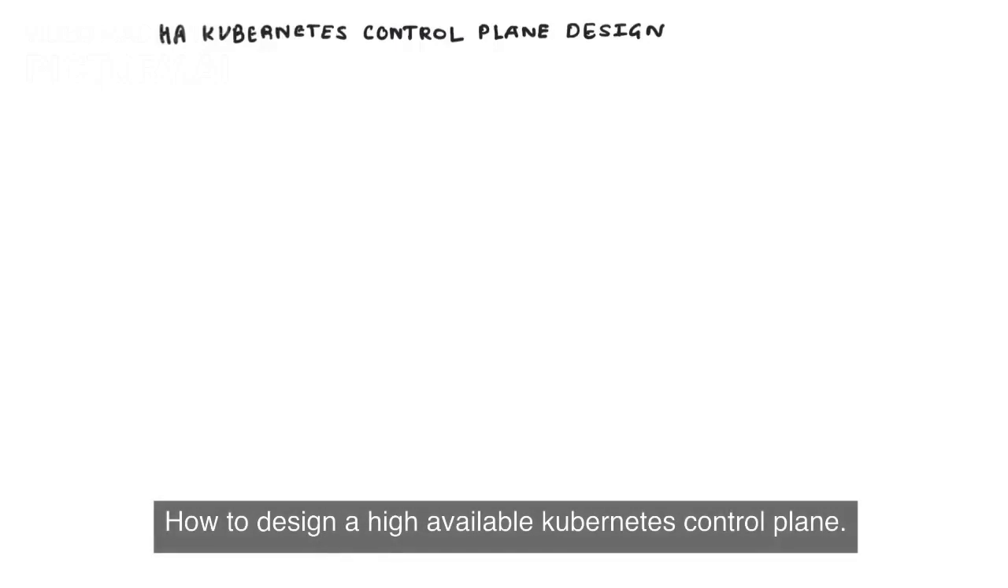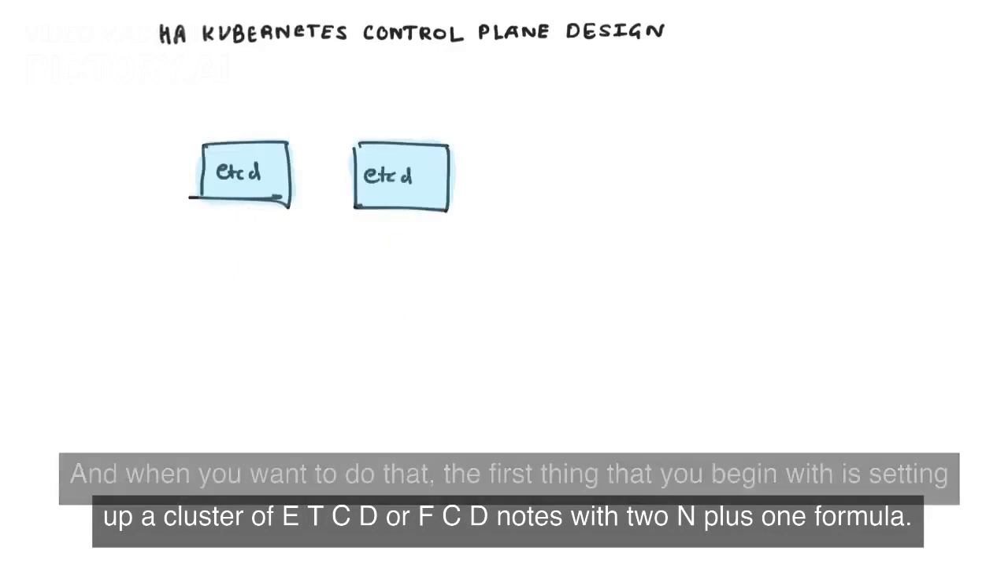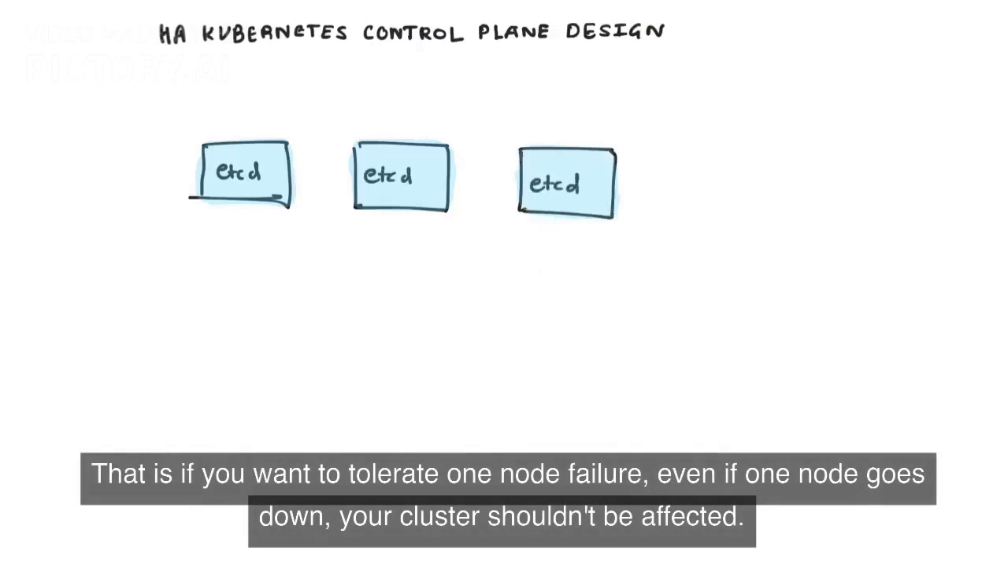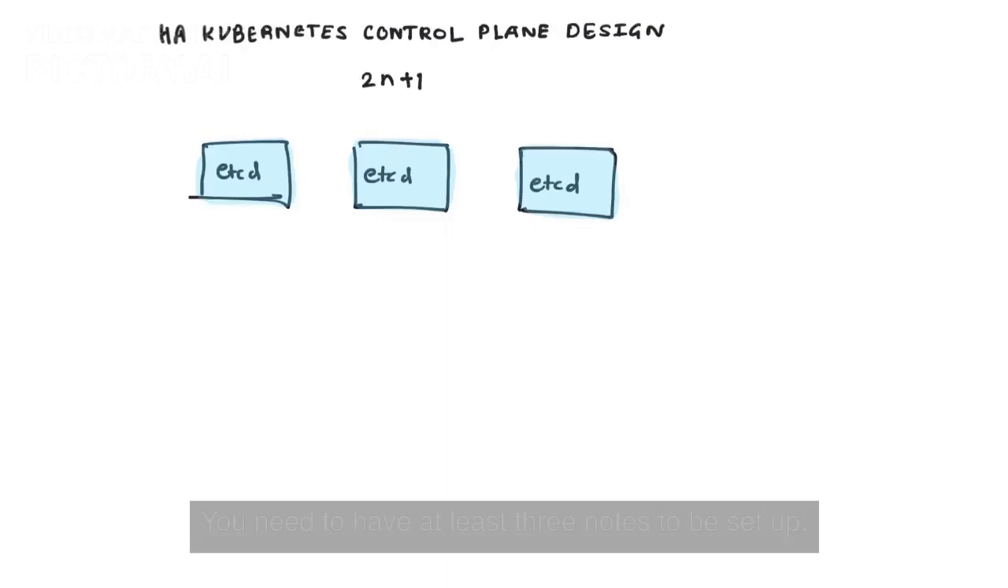How to design a highly available Kubernetes control plane. When you want to do that, the first thing you begin with is setting up a cluster of etcd nodes with the 2n plus 1 formula. That is, if you want to tolerate one node failure, even if one node goes down, your cluster shouldn't be affected. You need to have at least 3 nodes set up.